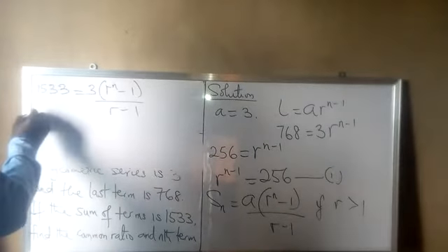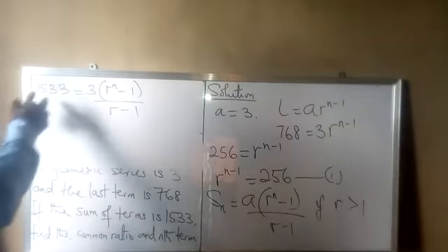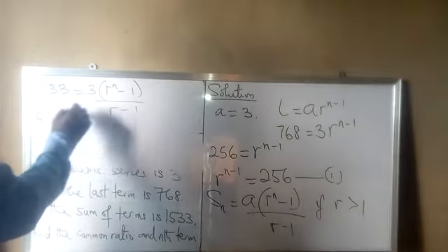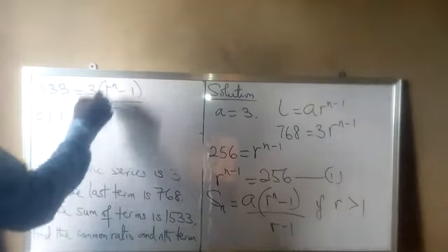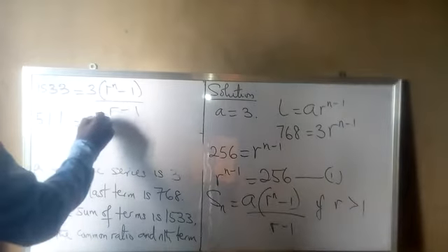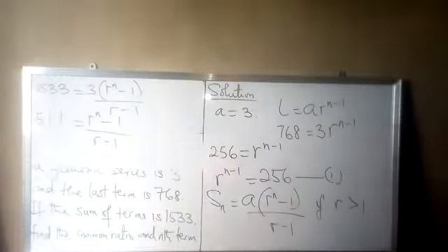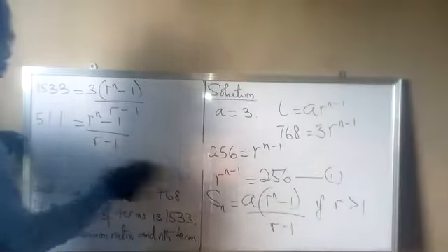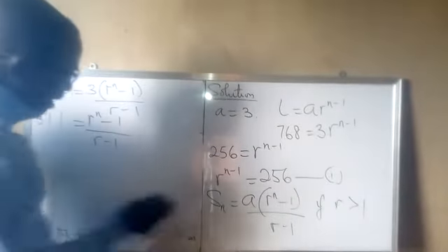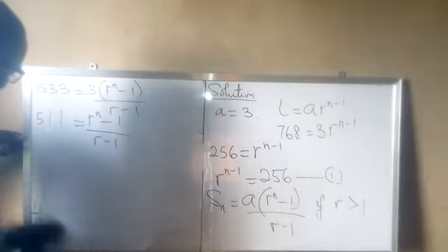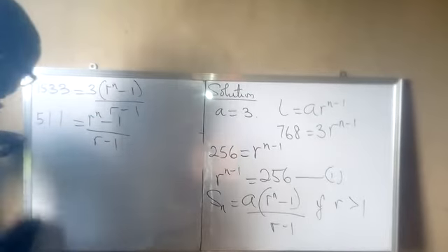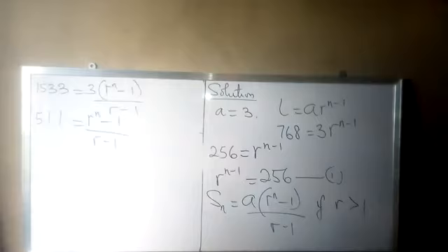3 in 15, that's 5. In 3, 1. In 3, 1. So this is 511 equals r raised to power n minus 1 all over r minus 1. So in this case, we can carry out some mathematical operations by cross multiplying.